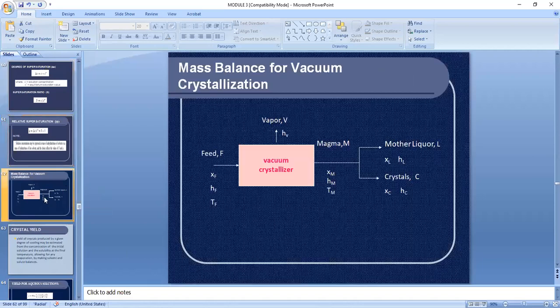Now, we go to the representation of our vacuum crystallizer. So you have the feed, and associated with the feed, we have its solid content represented as X sub F, its enthalpy, and its temperature. We have the vapor, it has also its enthalpy. We have the magma. This is the representation for the magma, and from the magma, we have the mother liquor and the crystals. We are interested in the C, the final product of the crystallization process, which are the crystals. And of course, we're also interested in the amount of water vaporized.